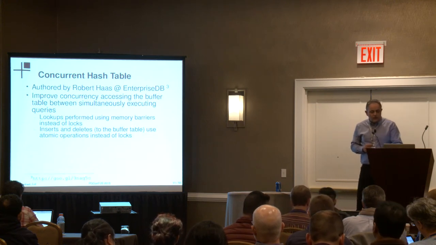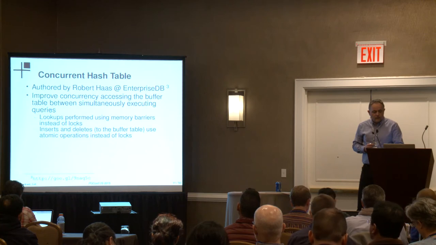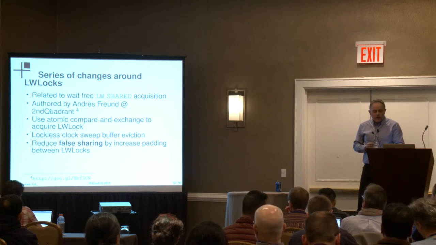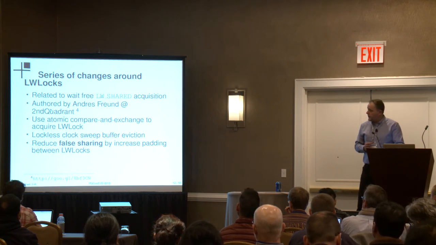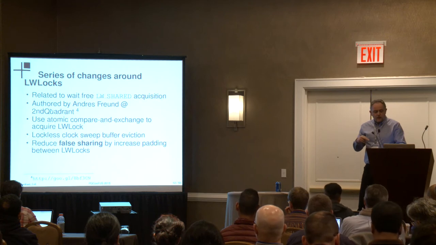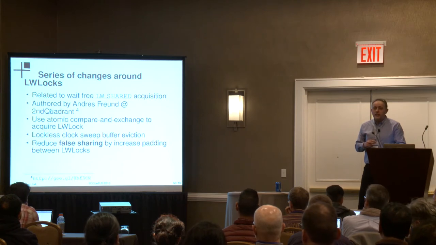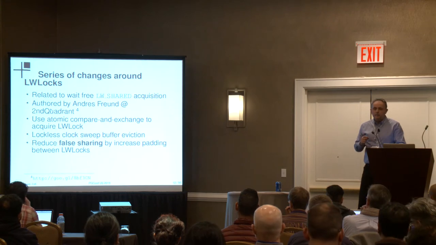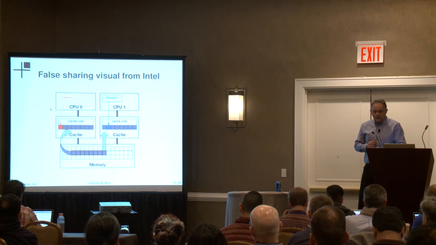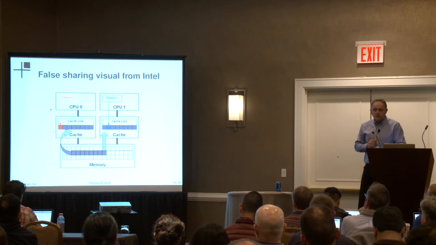So some of the other patches that we're testing are the concurrent hash table patch that Robert had written. And there's also a series of patches that Andres had written related to atomic locking. So the concurrent hash technique was basically exploiting this patch as well. And in addition to this particular atomic patch, there's a lockless clock sweep patch which related to buffer eviction. So basically making shared buffers more efficient. And that was quite important in business intelligence because we were actually dealing with quite large expanses of data. There's also some changes to the way that LW locks were padded, which caused problems with false sharing.